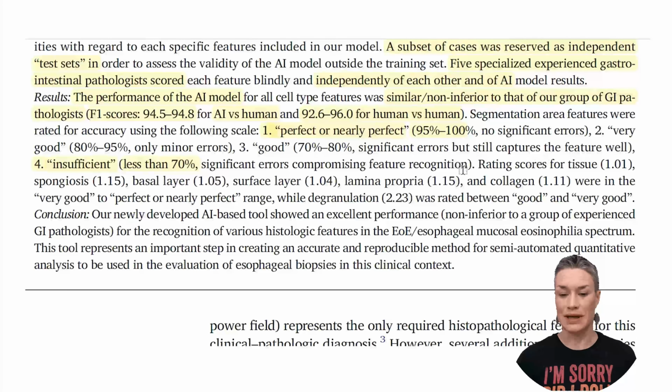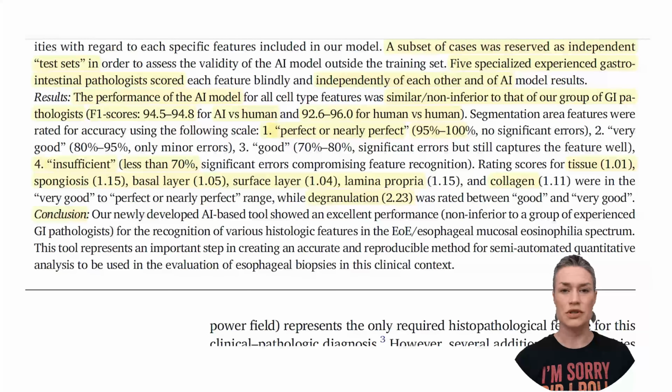Here we get into the classes. They detected tissue and the rating was very good. And spongiosis, also very good, 1.15. Basal layer, surface layer, lamina propria, collagen. So all of them were in the very good or perfect, nearly perfect range. They also detected degranulation. This was a little worse, 2.23, good or very good, but that is still okay.